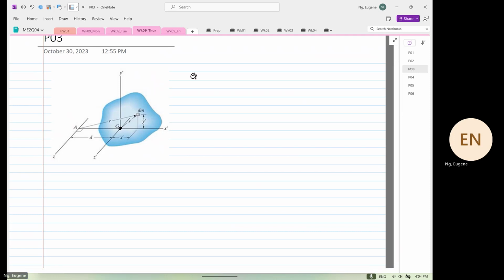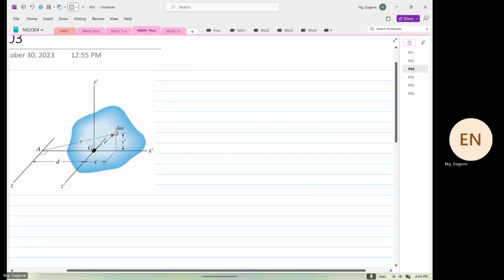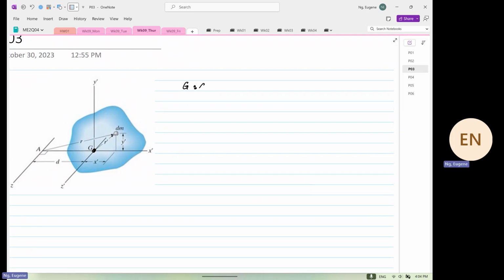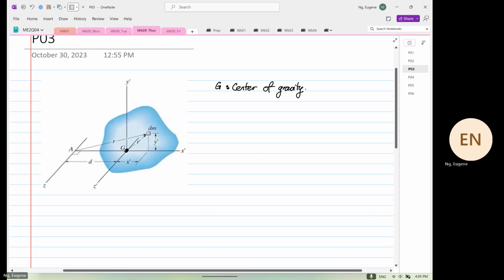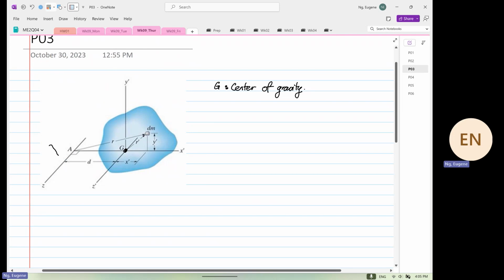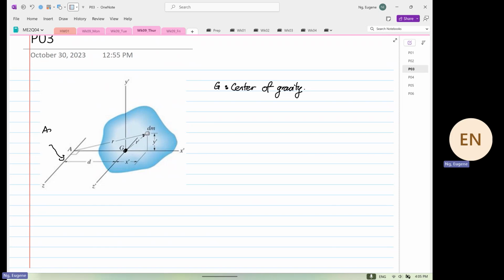represents our center of gravity. Now, the center of gravity is very important. Later on, when you do your analysis, the applied force is all focused on the center of gravity. However, the x over here is the axis of interest. Okay, that is the axis you're interested in.